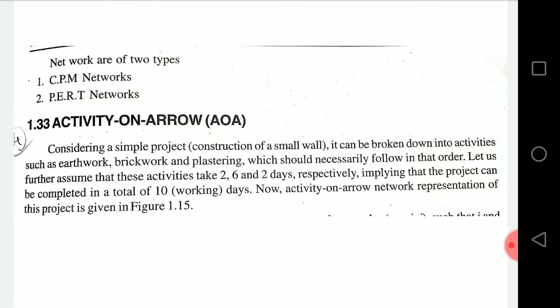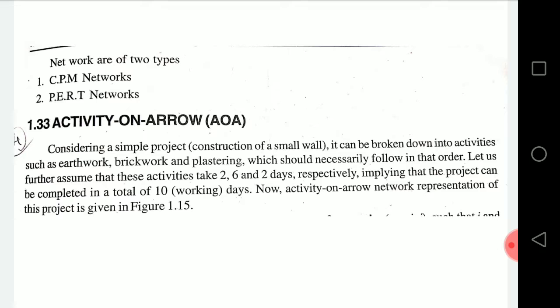What do you mean by activity on arrow? Considering a simple project, for example, take it as construction of a small wall. It can be broken down into activities such as earthwork, brickwork, plastering, which should necessarily follow in that order, or in that particular sequence. Let us further assume that these activities take 2, 6 and 2 days respectively, implying that the project can be completed in a total of 10 working days.